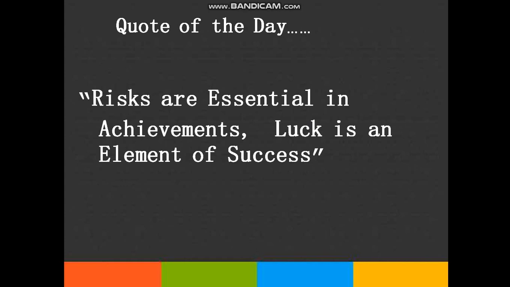The quote of the day: risks are essential in achievements. Luck is an element of success.